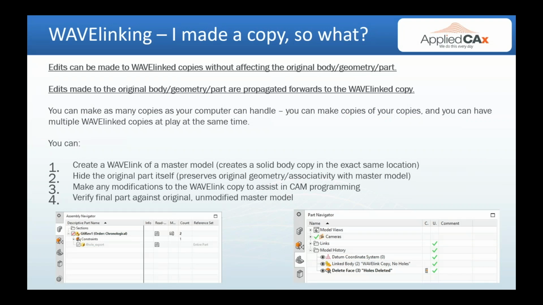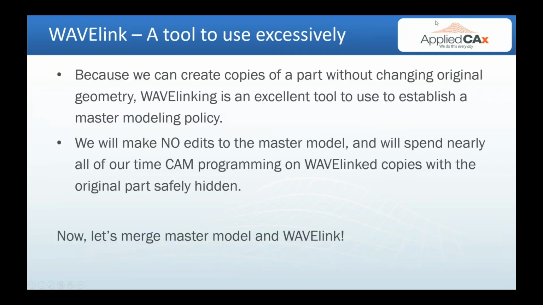So, this copy, is it a big deal? I truly think it's a big deal. The one-way relationship lets you preserve the original geometry. So if you're a CAM programmer, you can keep your final geometry that you're trying to program to completely untouched. You can create a wavelength to your master, hide the original, make any modifications to your wavelength, and then verify your final programming against the original. So this sets up a method for you to insulate your master model from any sort of changes. And so because we can do all these things, wavelinking is an excellent tool to execute the master model strategy. So the master model stays untouched.